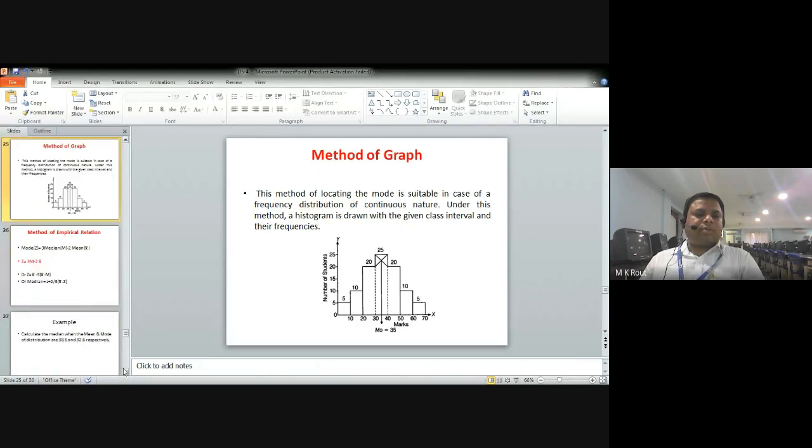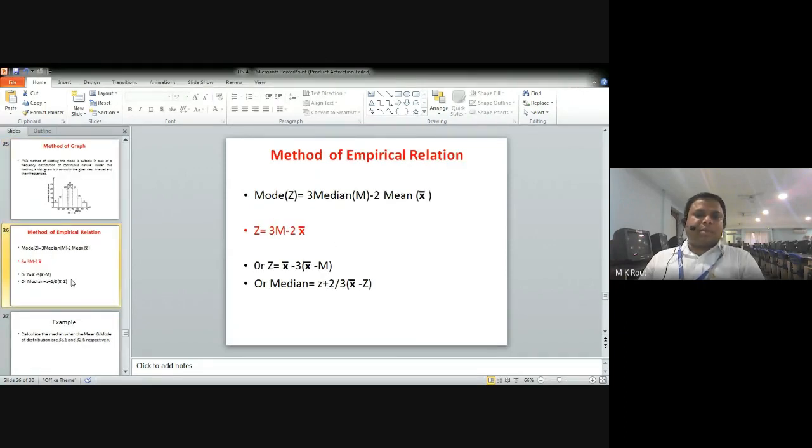Then moving to the last method. This is known as the method of empirical relations. First, write down the formula: mode equals 3 median minus 2 mean. I repeat, mode equals 3 median minus 2 mean. Another formula is mode equals mean minus 3 into mean minus median. And the median equals Z plus 2 by 3 into mean minus mode. Just write down the formula, then we'll proceed to calculate some examples.